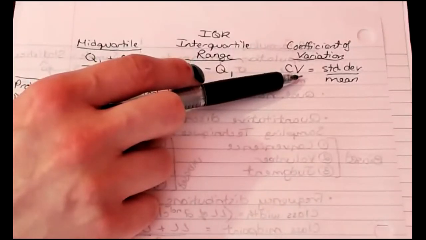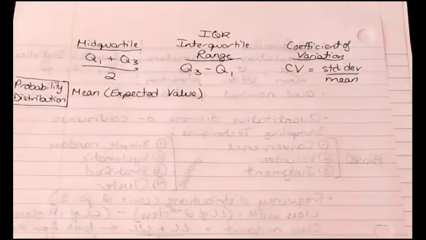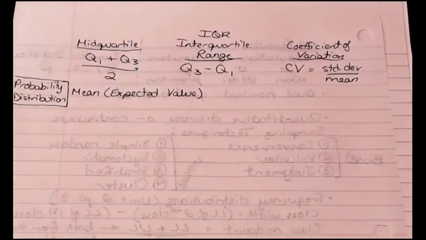No, I don't anticipate you having a specific question just on the coefficient of variation. If anything, it might be like, what are your quartiles, what's your midquartile, what's your interquartile range, and then what's the coefficient of variation? You might have an extra thing like, give me a value here. So just in case, I wanted you to have that formula.